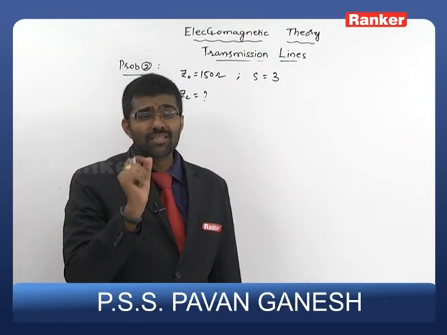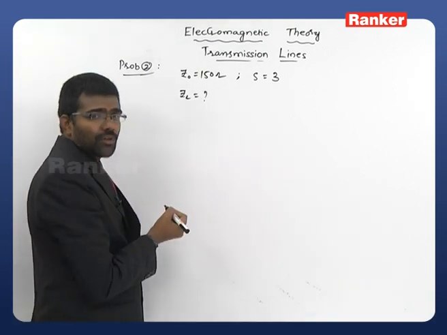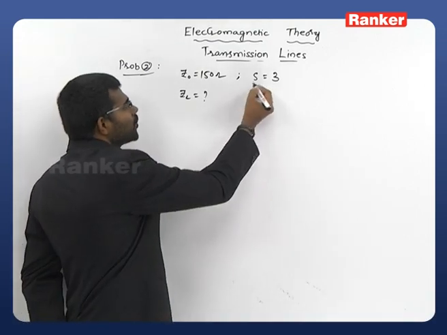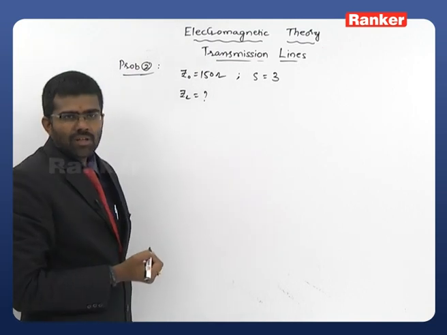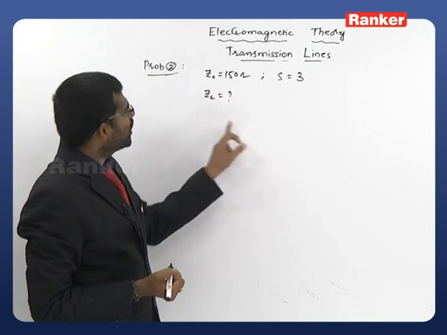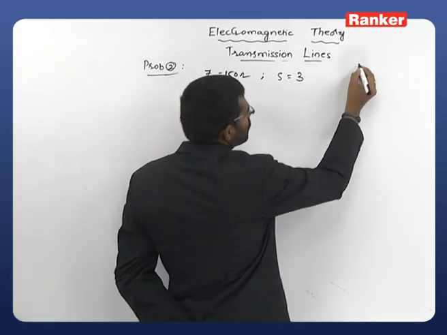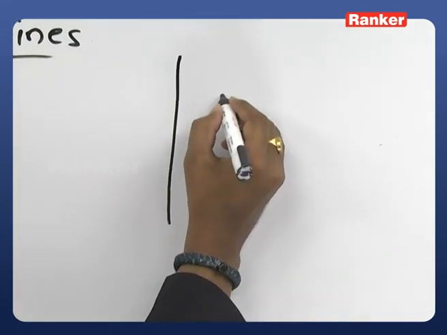A purely resistive load was connected to a line with a characteristic impedance of 150 ohms and the standing wave ratio is observed as just 3. Now you need to calculate the possible values of ZL. So you need to correlate them. Already we have a wonderful equation for that. First, let's get the equation for gamma.